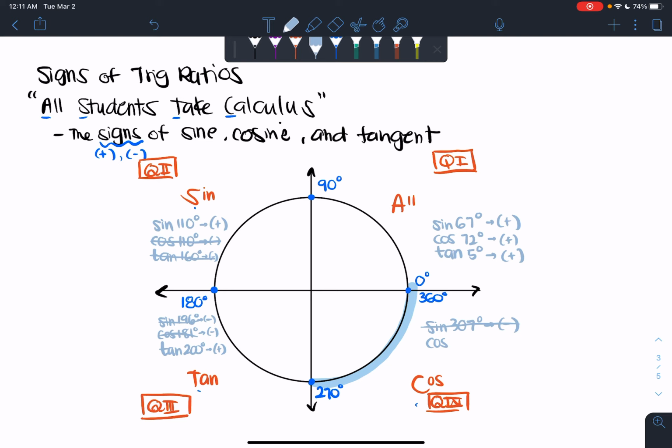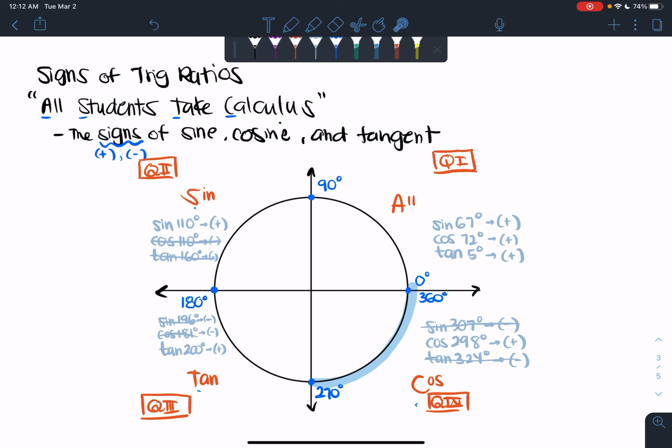I want you to check the cosine of, let's do 298. Is that positive? And what about the tangent of 324? What do you think that will be? You guessed it, it'll be negative.